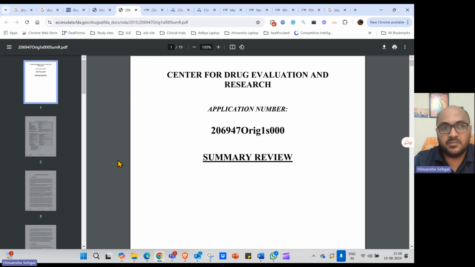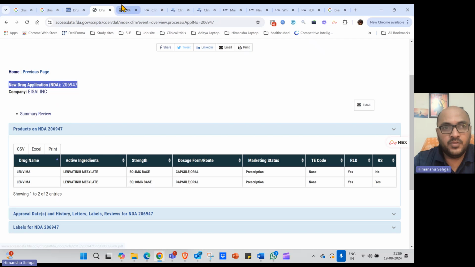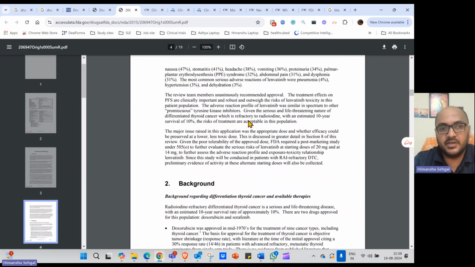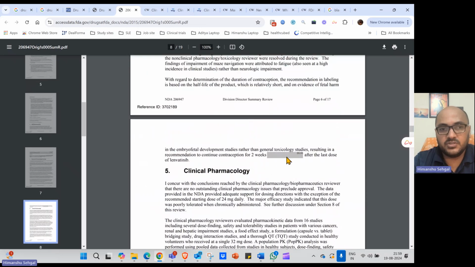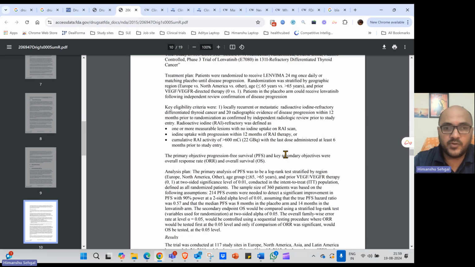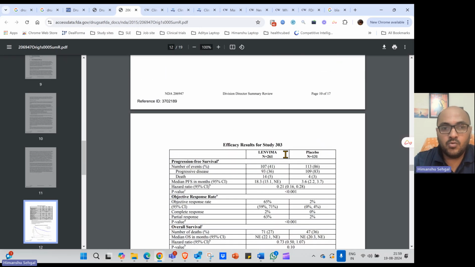So this is the summary review document. How I did it: I clicked on this summary review, so it opened this document for me. This is a detailed summary review document. Okay, there is a lot of information. Some is redacted because it is confidential information. The company has provided this information to FDA, but it has been redacted. Now there are ways to find out this information, which I will cover in the later stages.